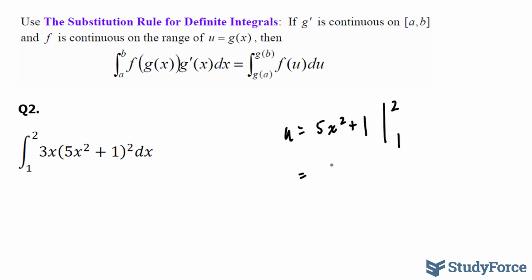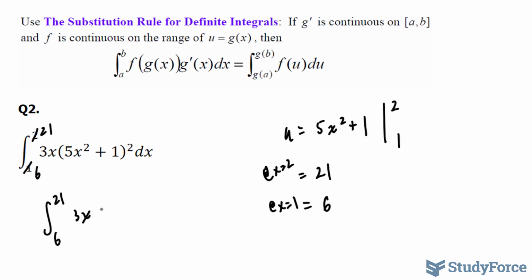So at x is equal to 2, we end up with 2 times 2 is 4, times 5 plus 1 is 21. And at x is equal to 1, we end up with simply 6. So our new lower and upper limit will be 6 and 21. So let's do that. The integral between 6 and 21 is equal to 3x.